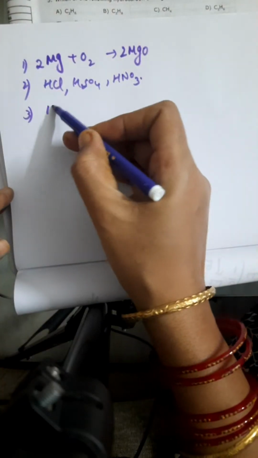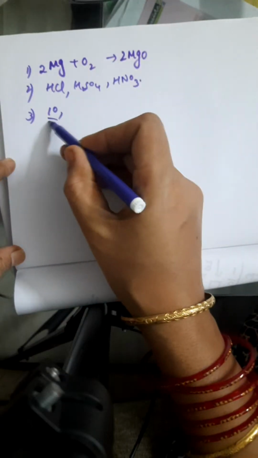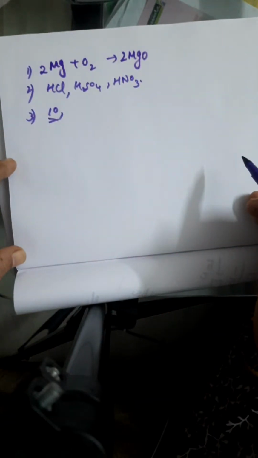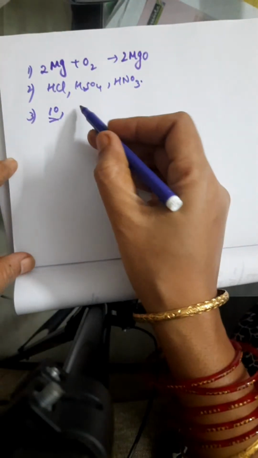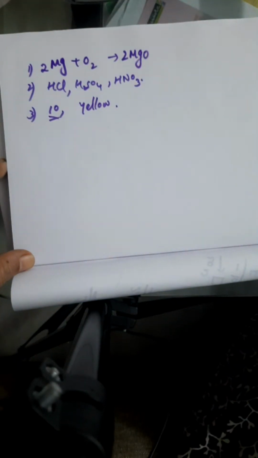Next, the pH value of a solution is 10. This third question: the pH value of the solution is 10. What is the color in the presence of methyl orange? If you recall, we already discussed that in presence of methyl orange, if the pH is 10, this is representing a base. The color of base is yellow. So it will be yellow in color.